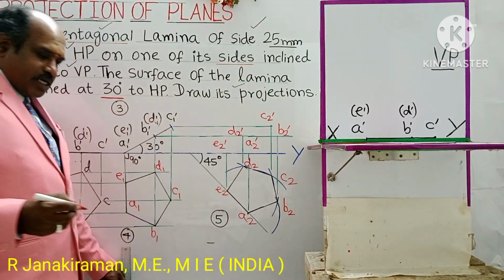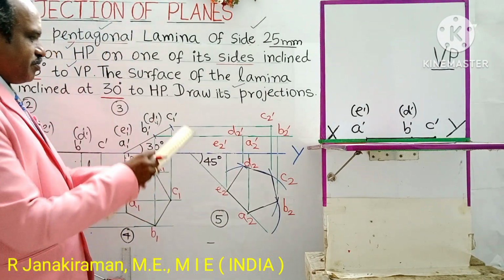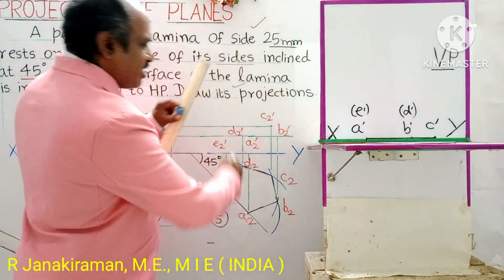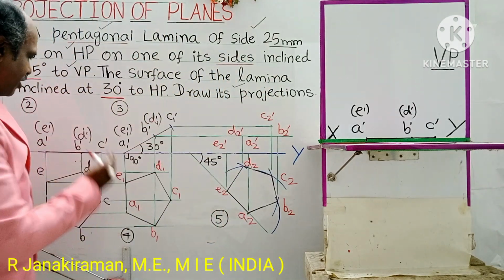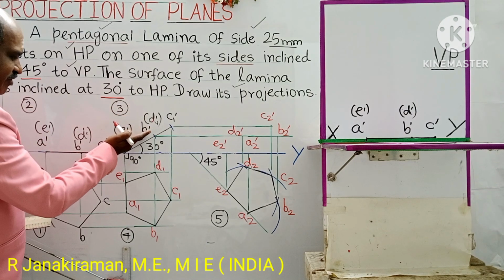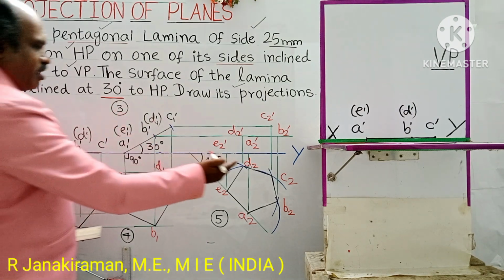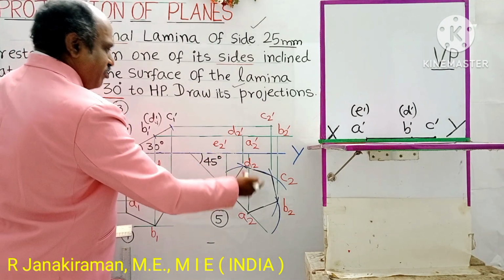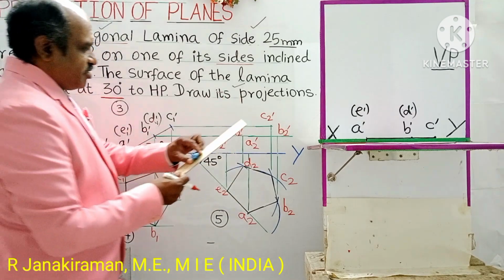So join all those points. The view obtained shall be the front view. Final front view is one of the answers. Directly you cannot draw this. You have to go in sequence: simple position top view, front view, surface inclination front view, top view, final top view, and final front view.